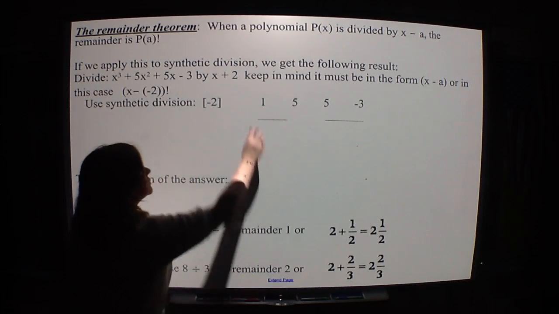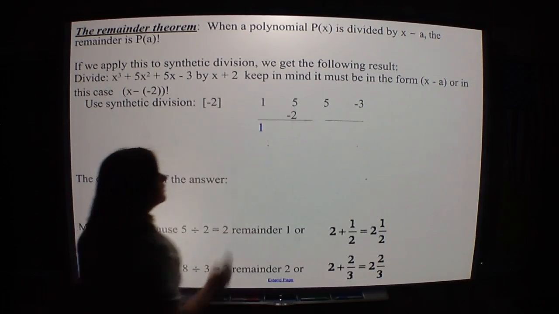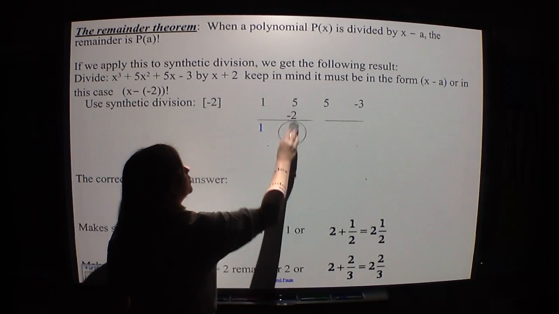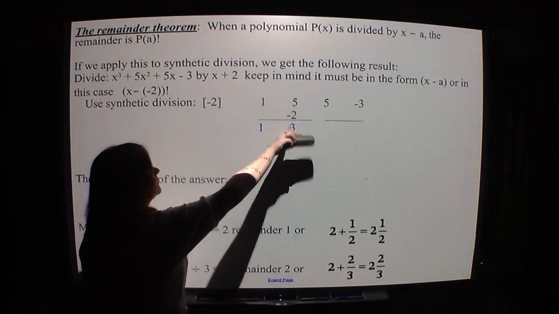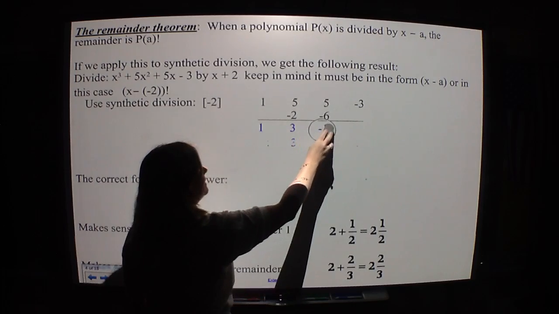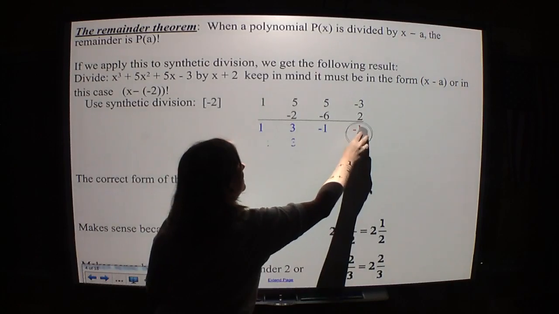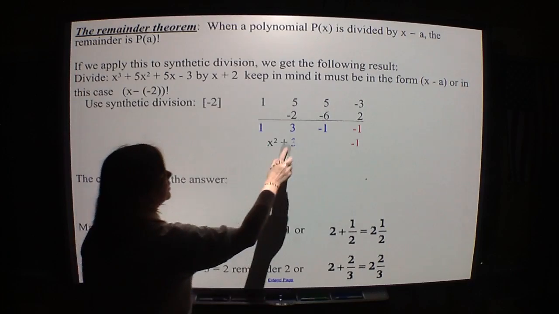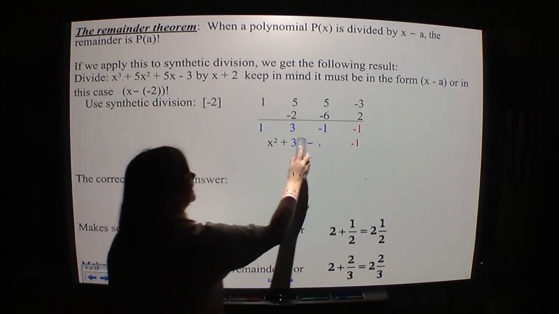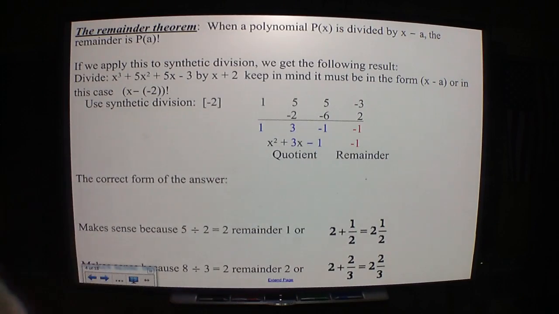To do synthetic division, you first bring down your 1. You take your 1 times the negative 2 and put it under the 5. And then after that, you would do 5 plus the negative 2 is 3. And then repeat the process. Negative 2 times the 3 is negative 6. Add. Negative 2 times negative 1 is 2. Add. And so my result would be 1x squared plus 3x minus 1 with a remainder of negative 1.